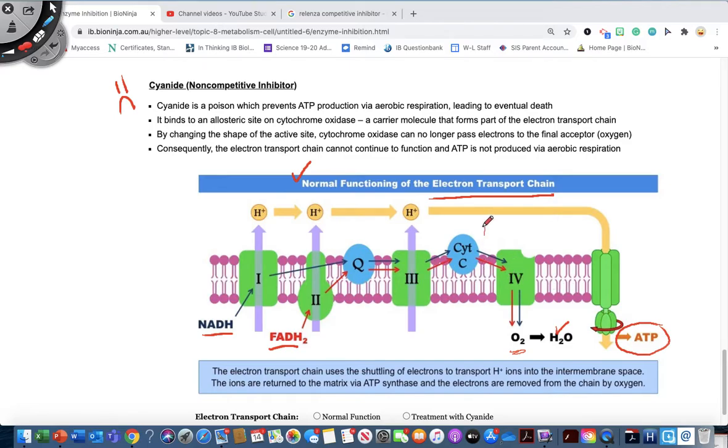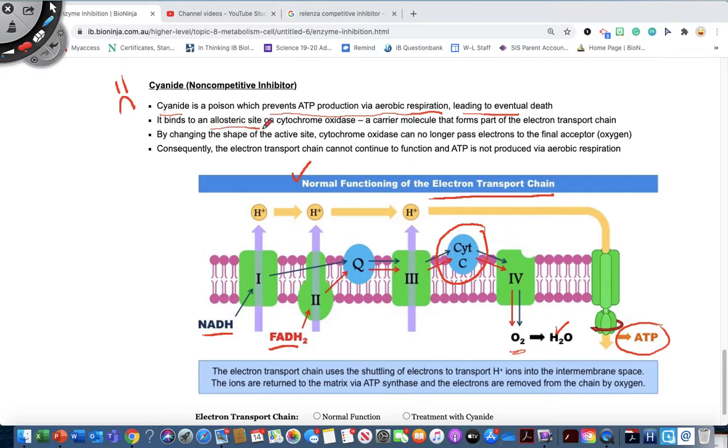Now, there happens to be a carrier molecule here that's part of the electron transfer chain, and we call this cytochrome C. This molecule is responsible for this whole process. Without it, the electron transfer chain wouldn't work. Without it, your cells would not gain energy. Without it, pretty much you would die. So then what is cyanide doing here? Cyanide, acting as a non-competitive inhibitor, eventually prevents ATP production via aerobic respiration and is going to lead to death.